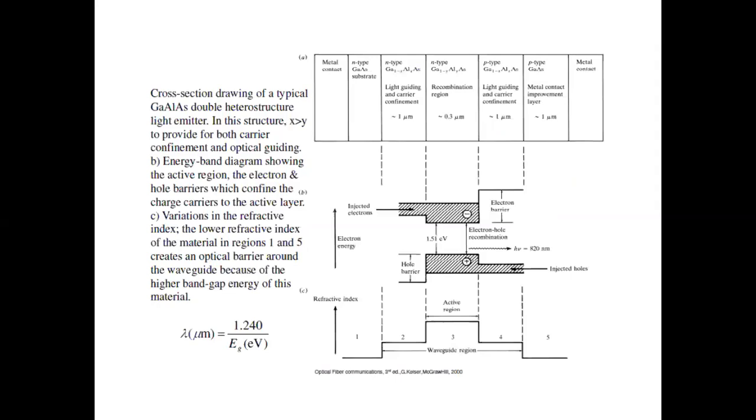The cross-section drawing of the typical gallium aluminum arsenide double heterojunction emitters is given here. And in this structure, X greater than Y to provide both carrier confinement and optical guiding. If you go to the next image, the energy band diagram shows the active region and the electron and hole barriers which confine the charge carriers to the active layer. The variation in the refractive index, the lower refractive index of the material in regions 1 and 5, creates an optical barrier around the wavelength because of the higher band gap energy of this material.